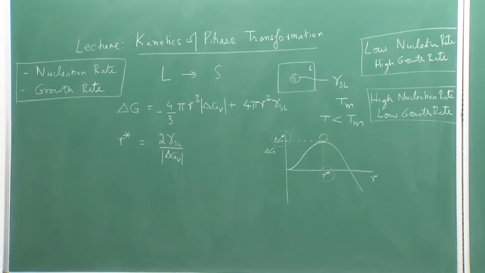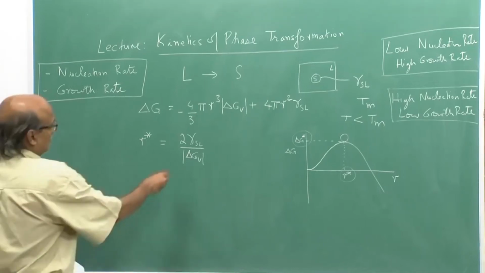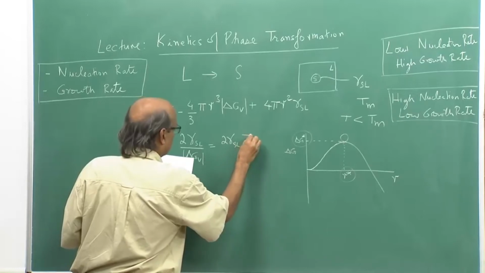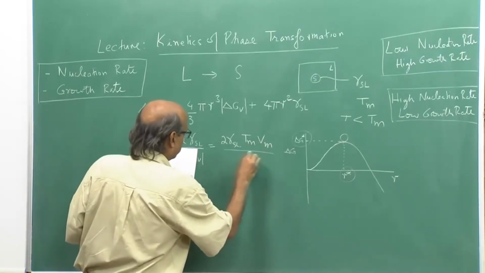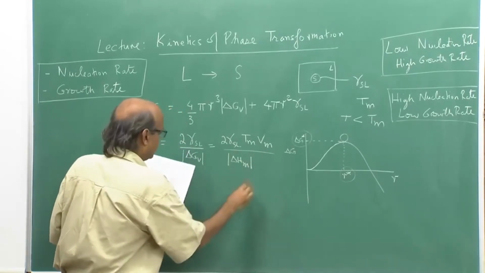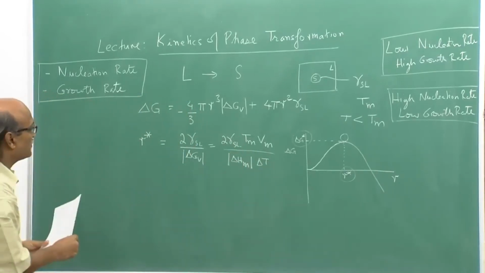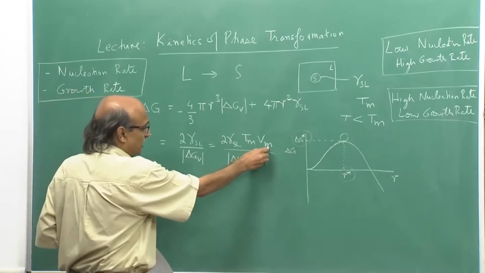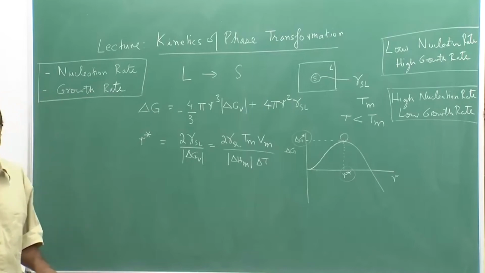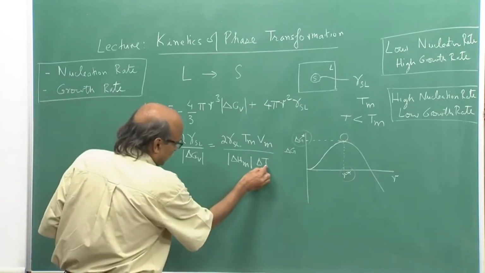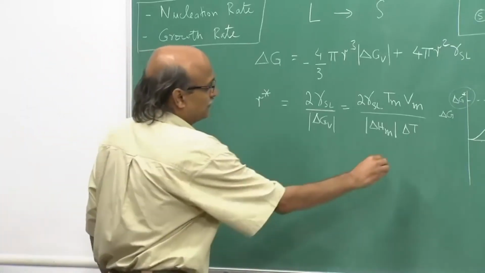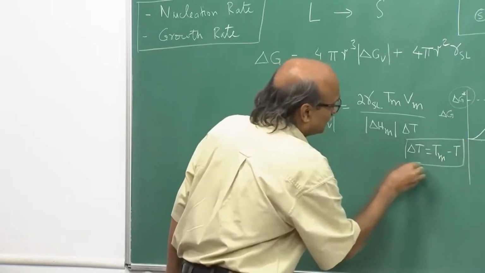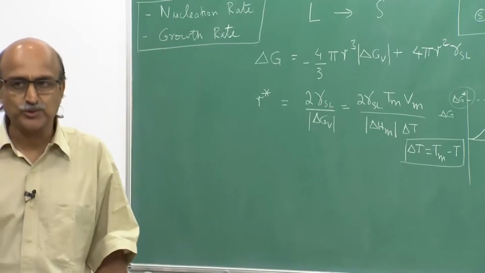Similarly, I can get delta G star. So, R star, which is equal to 2 gamma SL upon delta GV, can also be written as 2 gamma SL Tm Vm upon delta Hm times delta T, where Tm is the transformation temperature, gamma SL is the interfacial energy, Vm is the molar volume, delta Hm is the change in enthalpy in molar terms, and delta T is the amount of undercooling, which is equal to Tm minus T. So, T is the temperature at which the transformation, or the nucleation, is taking place.